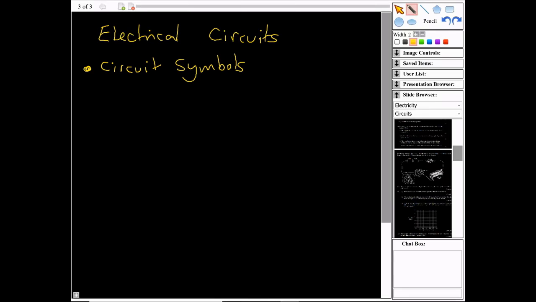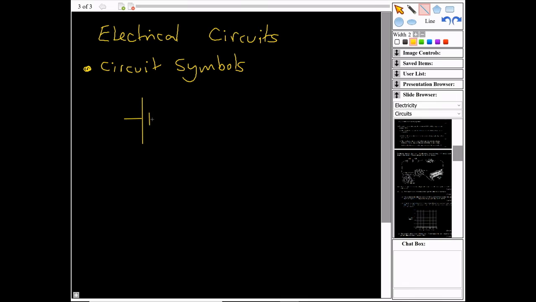Okay, so in this video, I'm going to start talking about electrical circuits, and we're going to start off with just talking about the circuit symbols, what they are, how to assemble them together and to make circuits. So circuit symbols are always drawn with straight lines. So I'll start off with the basic things.